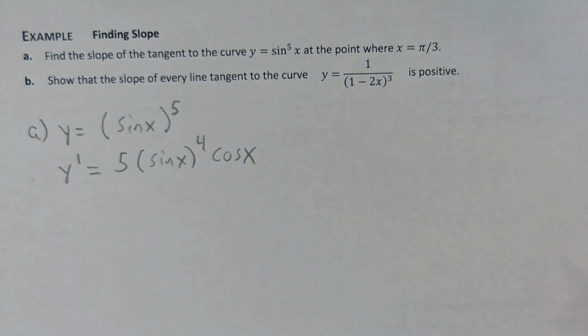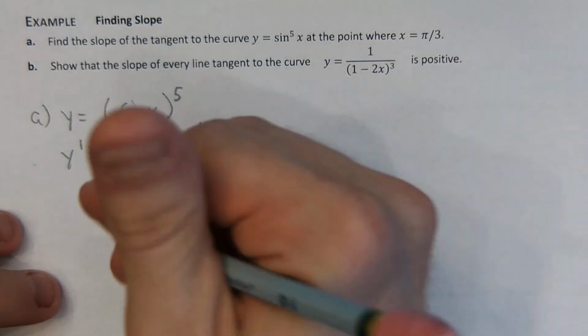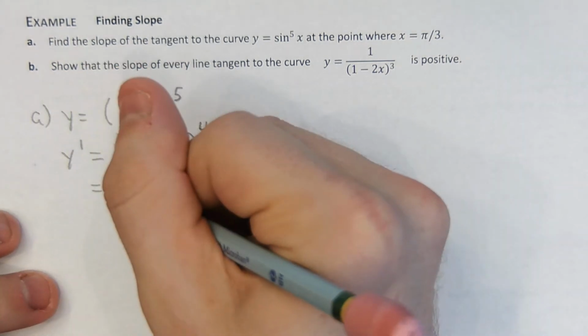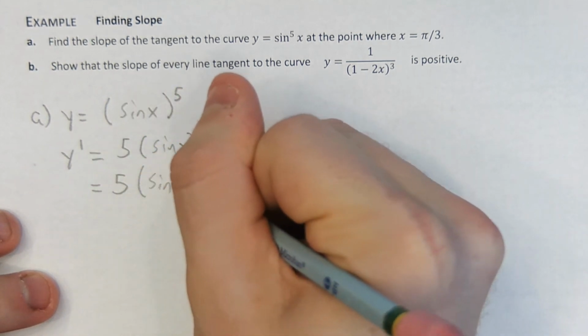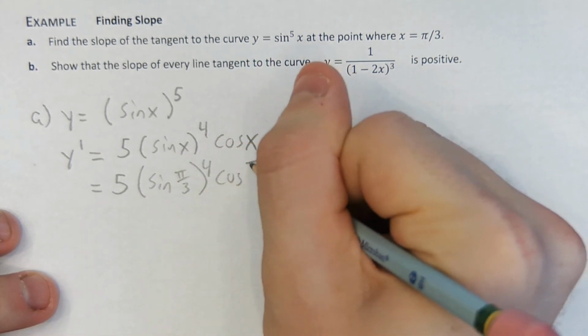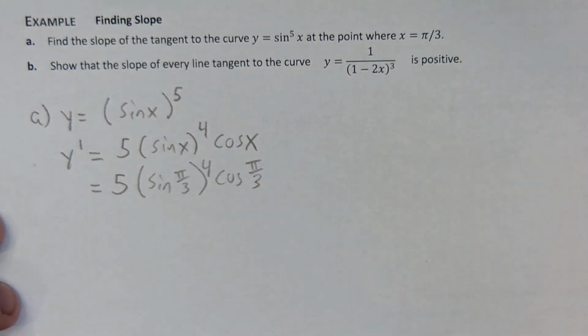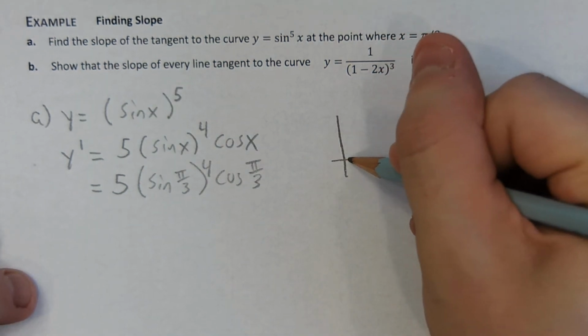We've been asked to find the derivative at pi over 3. That means I have to plug in pi over 3. That means I need to know what sine of pi over 3 is and cosine of pi over 3. So our slope is 5 times the sine of pi over 3 to the 4th power times cosine of pi over 3. So I'm going to draw pi over 3. Remember, picture not drawn to scale.